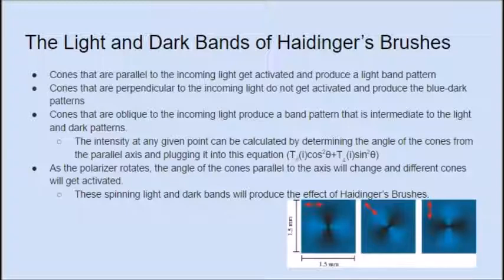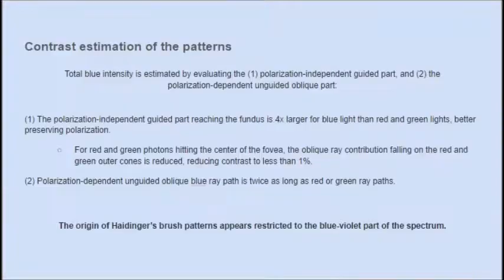As the polarizer rotates, the angle of cones parallel to the axis will change and different cones will get activated. These spinning light and dark bands will produce the effect of Haidinger's brushes. This is an example of what we just talked about. In the first picture, the incoming light is coming at 0 degrees, and the cones that are parallel to the light produce this light band pattern. The cones that are perpendicular to the incoming light produce this dark pattern. The other two pictures are the same, except the light is coming in at 45 degrees in the second picture and 90 degrees in the third picture.